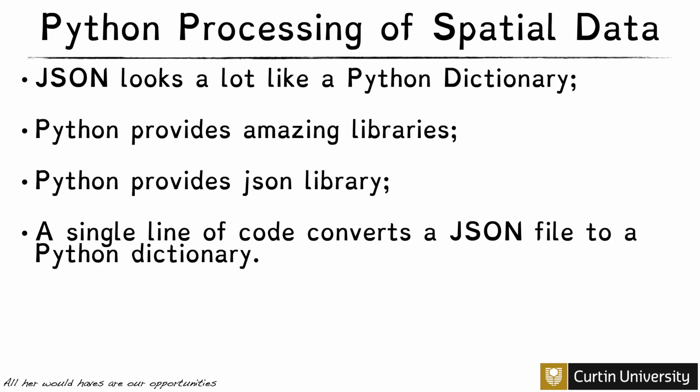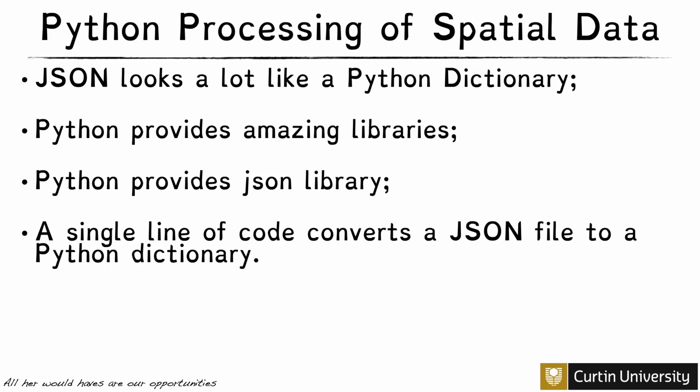So when I think of processing this data, I think in the forms of Python. Now, the thing that makes JSON or GeoJSON really cool is it looks a lot like a Python dictionary. Now, Python provides some amazing libraries to work with this kind of data. One of the libraries, which is my favorite, or one of my favorites, is the JSON library.